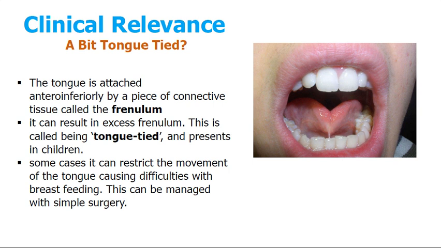is attached to the floor of the mouth by what is called the frenulum, and the frenulum is a fold of mucosa and connective tissue attaching the inferior aspect of the tongue to the base of the mouth. And this frenulum normally does not limit the movement of the tongue. The tongue can protrude anteriorly, or retract, or even elevate to the roof of the mouth. It does not affect the mobility of the tongue.